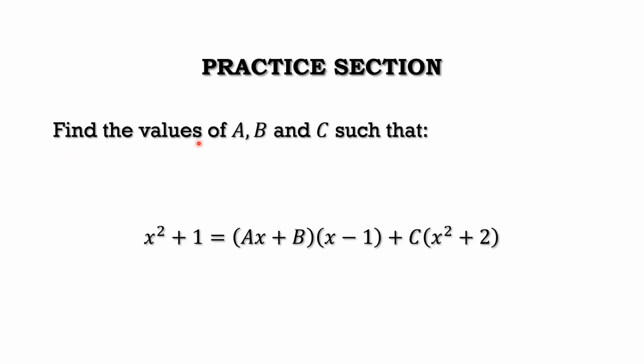So here, find the values of a, b, and c such that x squared plus 1 equal to bracket of ax plus b close, then we have x minus 1 plus c times x squared plus 2.